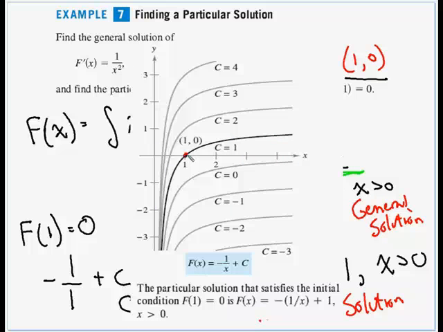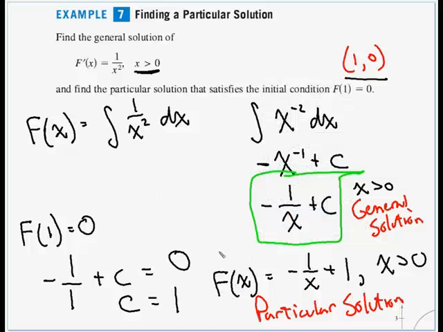We knew that (1, 0) went through one of the curves. So that sort of nailed it down. We only had this curve to deal with. We found our particular solution of -1 over x plus 1. That's the curve that went through our initial condition point.